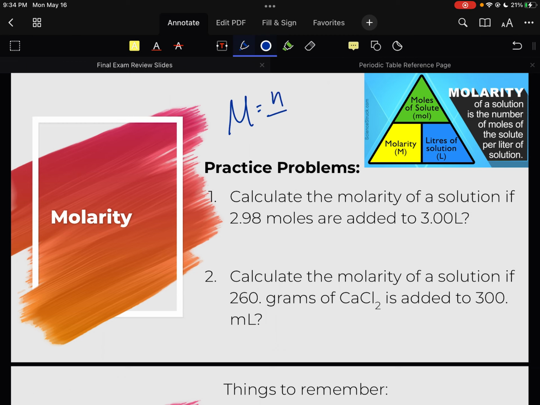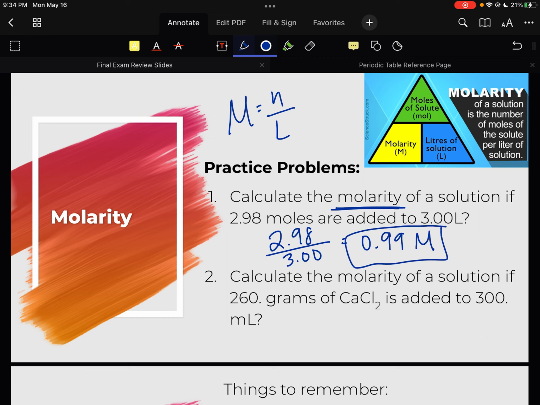When we're calculating molarity, remember the M is moles over liters. So for number 1, it's just asking for the molarity. I can just plug in 2.98 moles over 3.00 liters, and I will get a number just under 1. 0.99 molar.